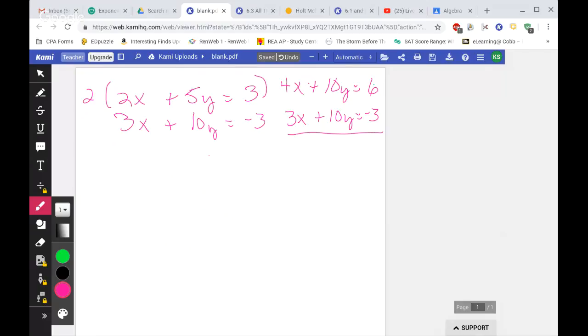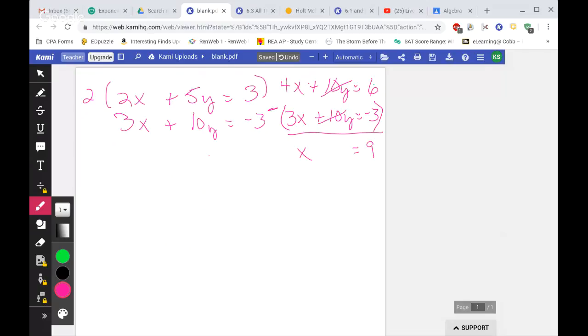And now my y term is matching. The coefficients are, so 10y and 10y. The sign that precedes the matching coefficient, both are positive. So that means I'm going to subtract. Same signs, subtract. 4x minus 3x is x. 10y minus 10y, those cancel. That was our goal. 6 minus a minus 3, that turns into a plus. So that's going to be 9.